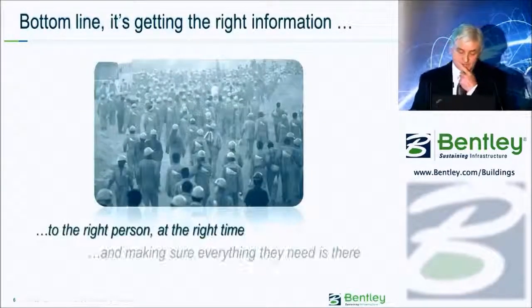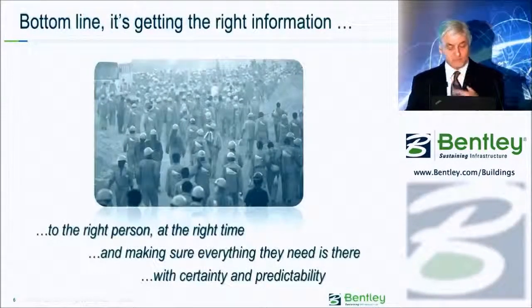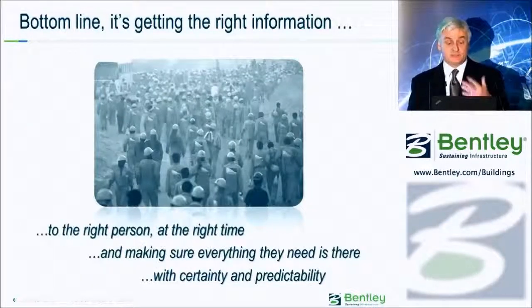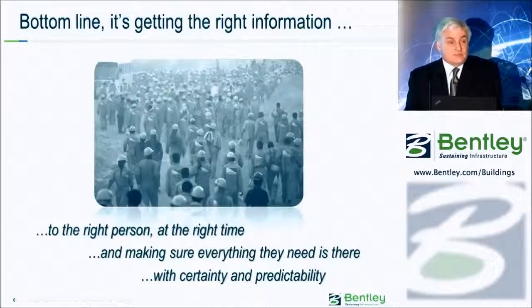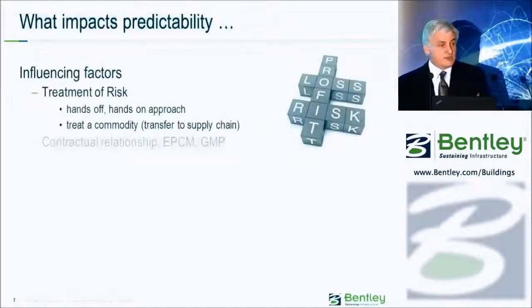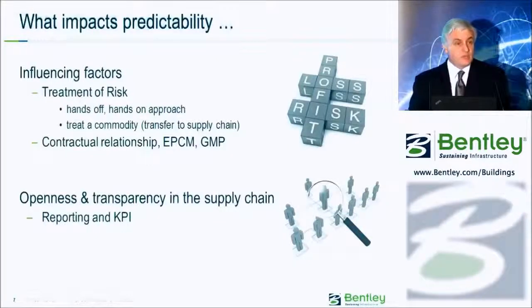The other thing, the main thing that we came down to in terms of what Bentley can do, is that for us, it's all about information. It was getting the right information to the right person at the right time. That's the crux of it all. But there was another thing, which is this word that kept coming up, predictability and certainty, and this visibility of predictability and certainty. And then we asked, well, what impacts on predictability?